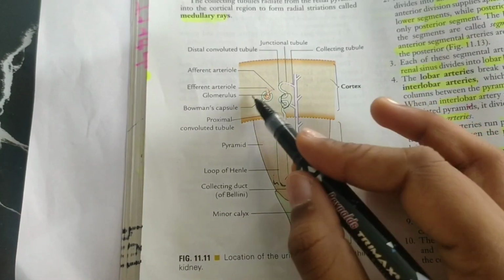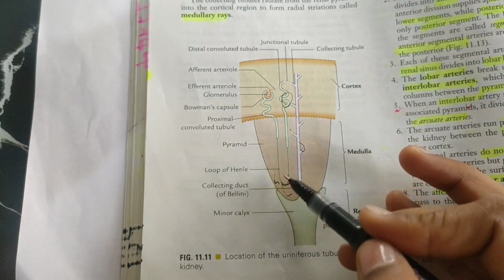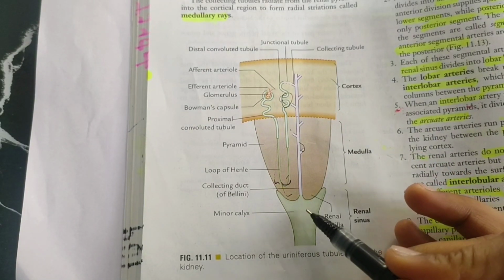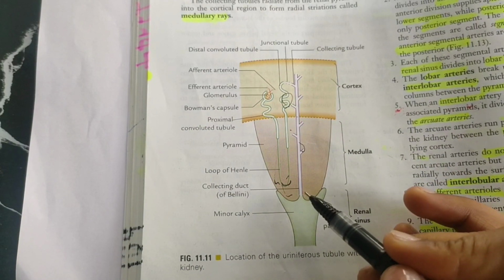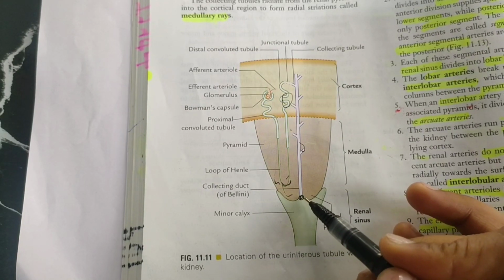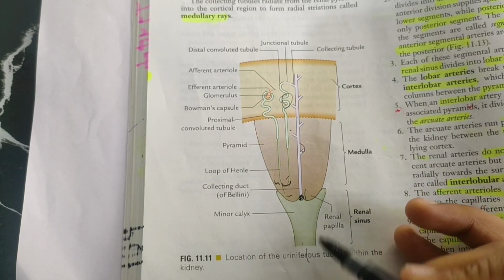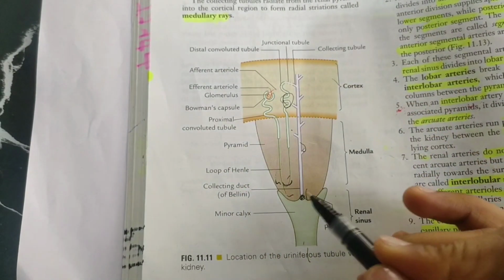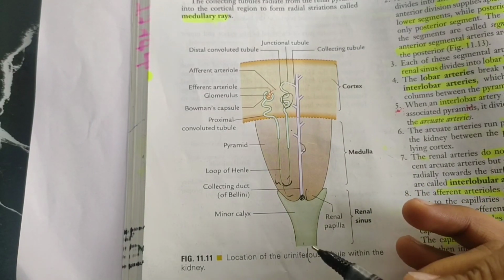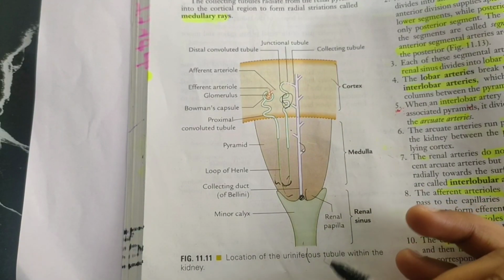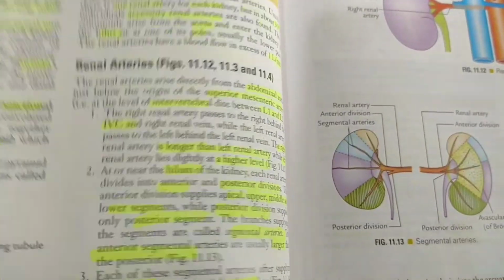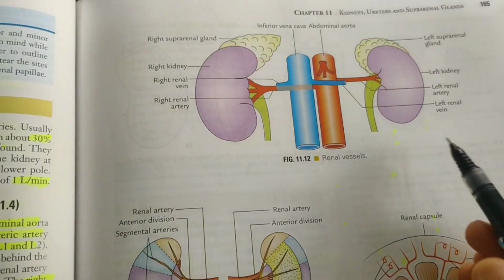This is the cortex. In the cortex region we will see the glomerulus, and the loop of Henle will be in the medullary region, and then it opens into the minor calyx, major calyx. This is the renal papillae, small projections that open into minor calyx, major calyx. This is the cortex, this is the medulla, renal sinus. Then it opens into the renal pelvis, the ureter, and enters the urinary bladder. This is a uriniferous tubule structure.